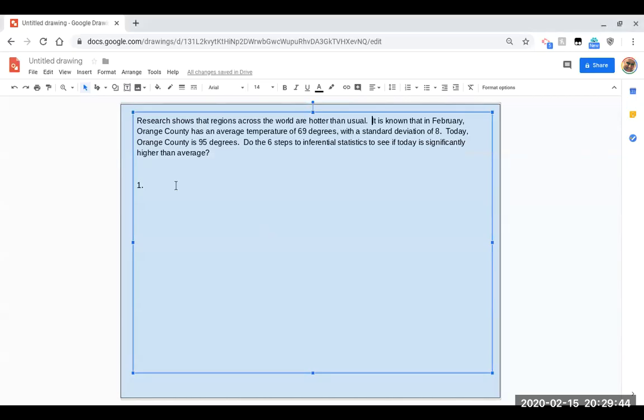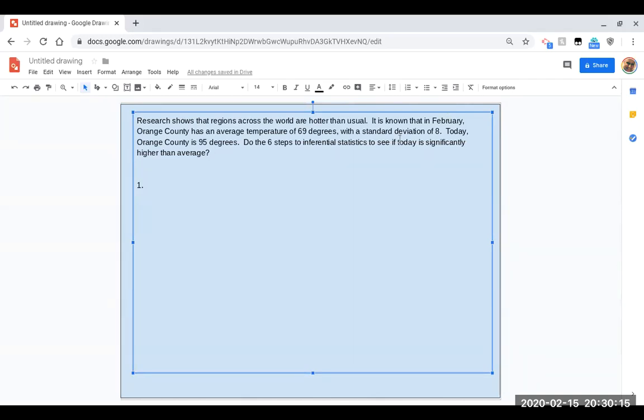So now I've changed just something a little more subtle about the question we've been asking. Before we were saying, is temperature different today than average? So I've added a little piece. Now I'm going to reread this to you. Research shows that regions across the world are hotter than usual. It is known that in February, Orange County has an average temperature of 69 degrees with a standard deviation of 8. Today, Orange County is 95 degrees. Do the 6 steps to inferential statistics to see if today is significantly higher than average.